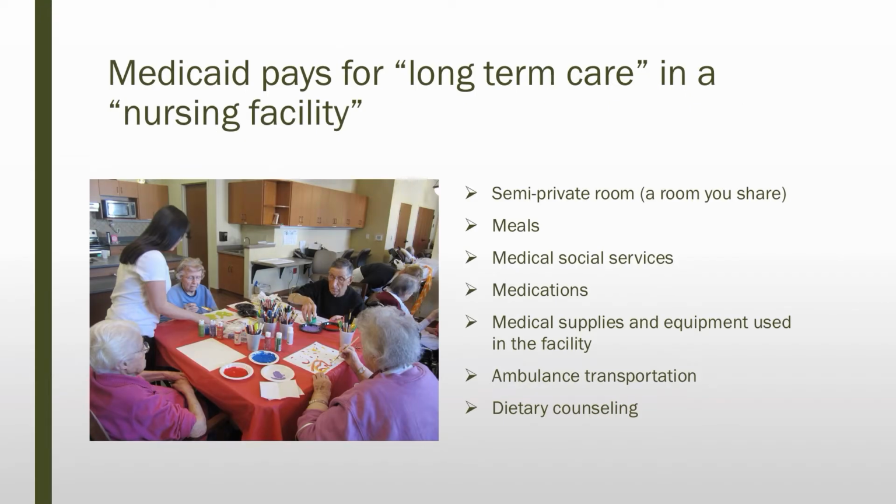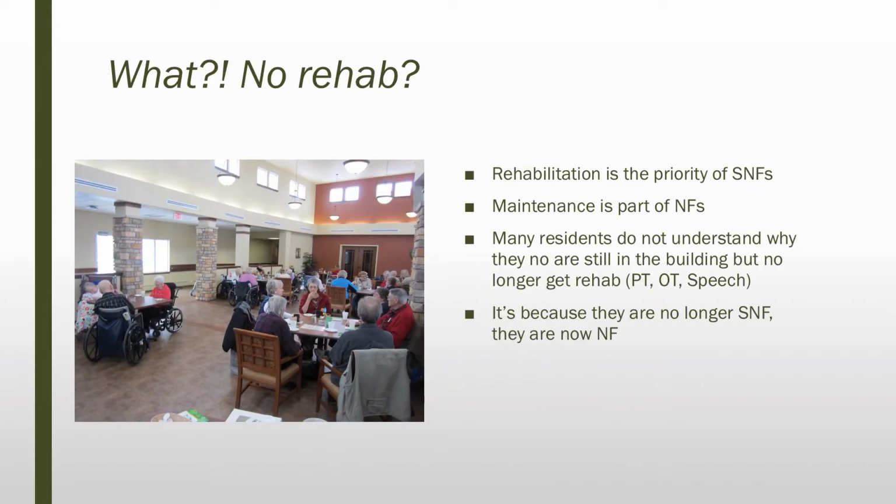So unlike last week, Medicaid pays for long-term care in a nursing facility. You get a semi-private room, meals, medical social services, medications, medical supplies and equipment, ambulance transportation, dietary counseling. Very similar to a SNF, except what? There's no rehab. Rehabilitation is the priority of SNFs. Maintenance is the priority of NIFs.